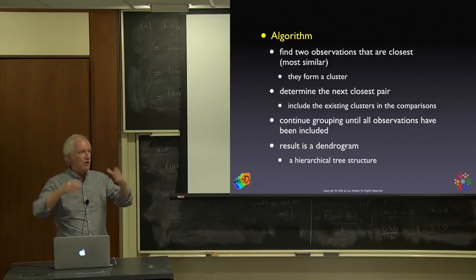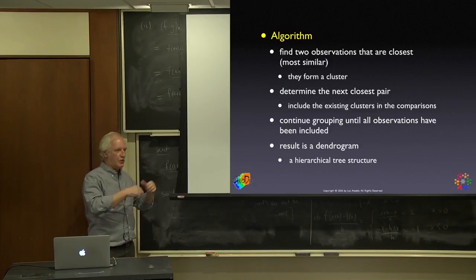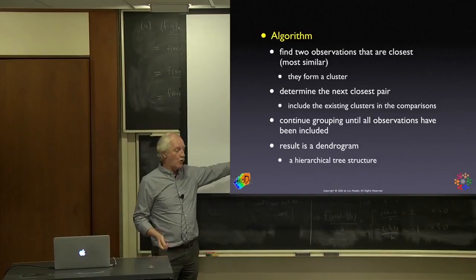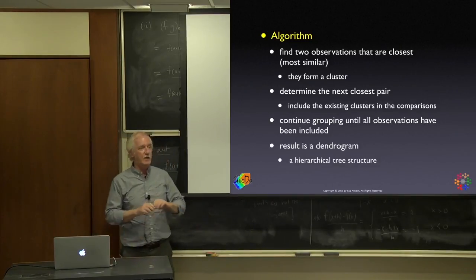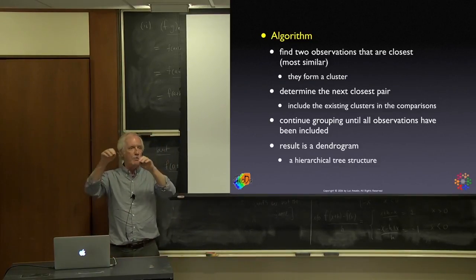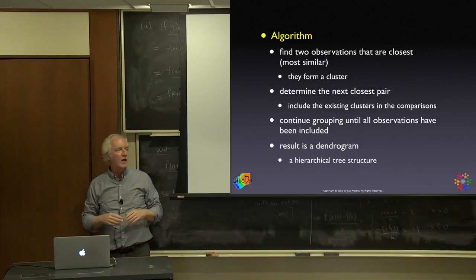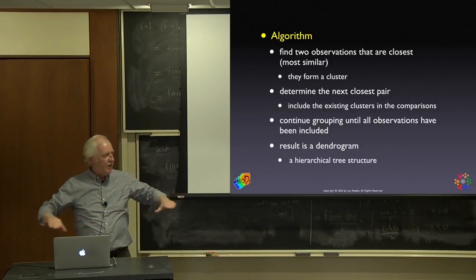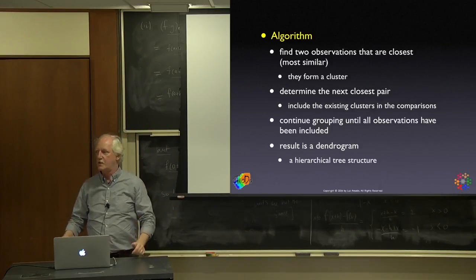And then you just keep going, and the end result is a tree structure, or dendrogram, as it's called, which basically shows you how you combined these units from each being their own cluster to all being in the same cluster.